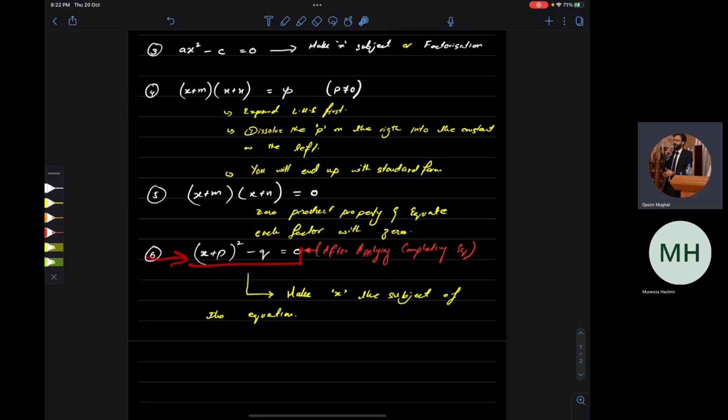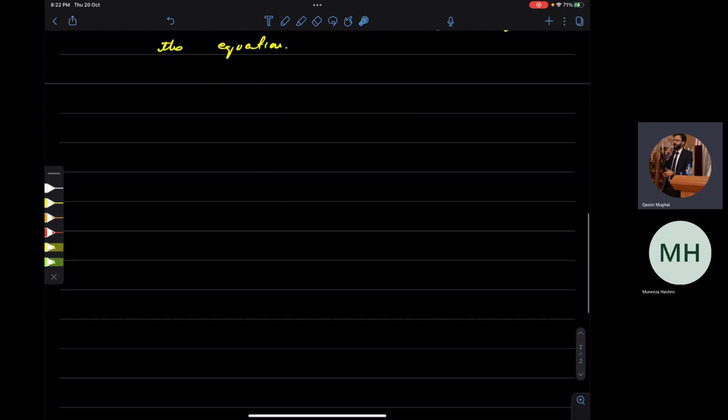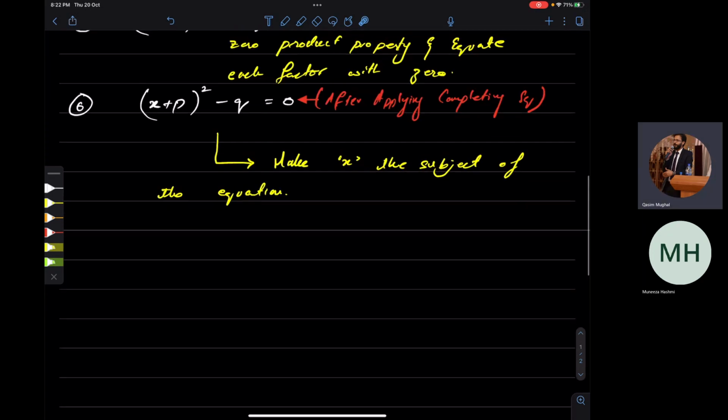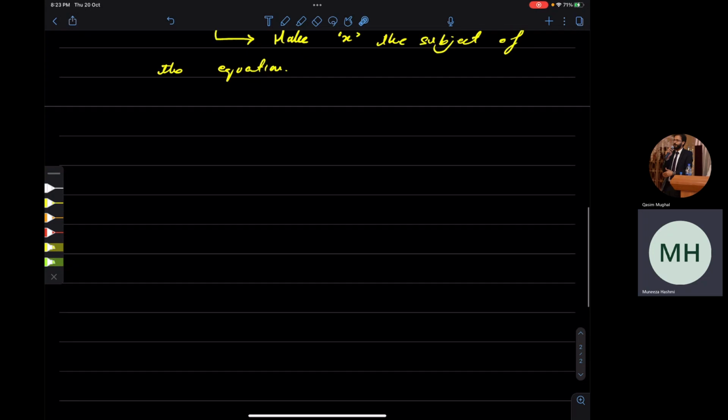Over here, this looks very tricky, but this is very simple because if you give a good look at it, there's just one variable. So all you have to do is make x the subject of the equation by applying simple algebraic manipulation. Clear? Yes.